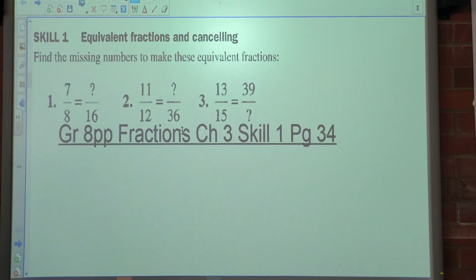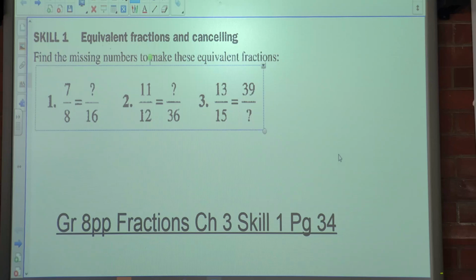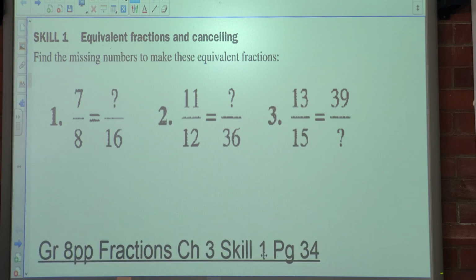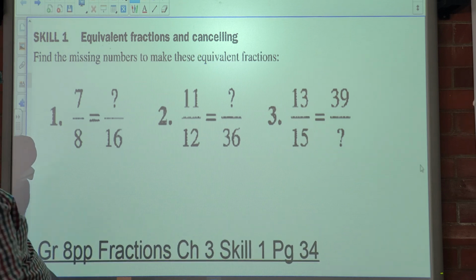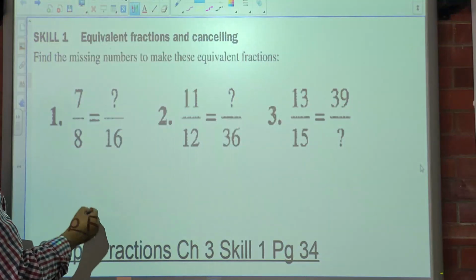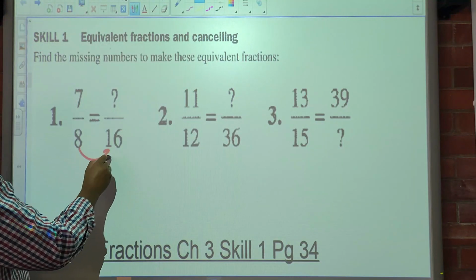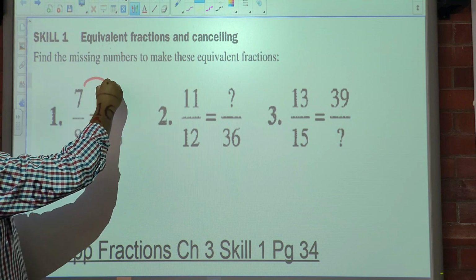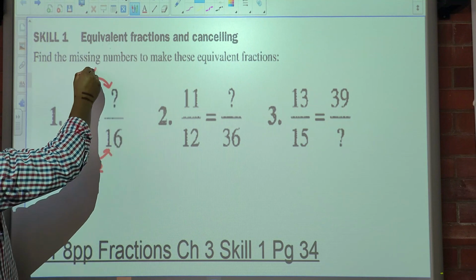So number 1, find the missing numbers by making these equivalent fractions. Alright, so where do we start? How do we move from 8 to 16? Multiply by 2. So what I do to the denominator I must do to the numerator. So I multiply that by 2.